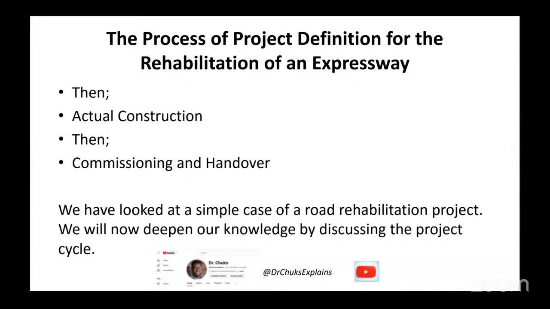Once you've done the actual construction, of course, you know it has to be monitored, it has to be supervised and evaluated at each stage. Then the commissioning of the project, once it is seen to have been constructed correctly, and then handed over to the federal government as a completed project. So this is the process of the project definition for that particular expressway.